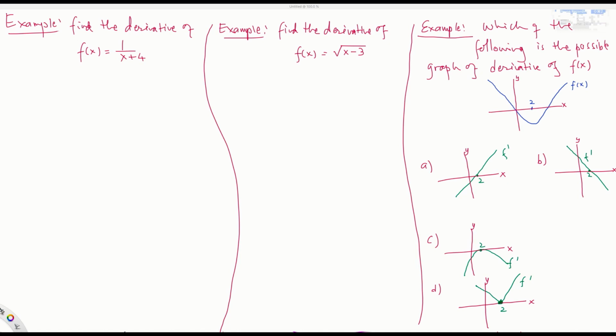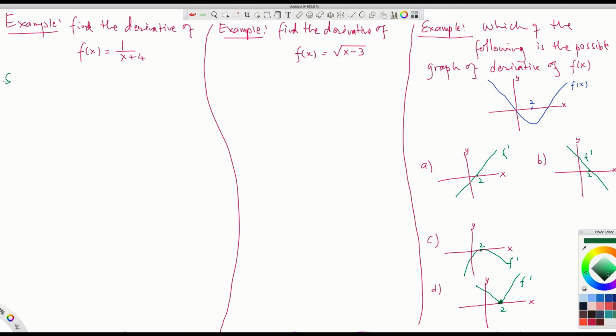Let us do this example. You want to find the derivative of f(x) equals 1 over x plus 4, right? So again, to find the solution, you can do limit delta x tends to 0 or limit h tends to 0, whatever you like is fine. So you can write f prime of x equals limit, I like h tends to 0. The definition is f(x plus h) minus f(x) over h, right? Instead of h, you can write delta x.